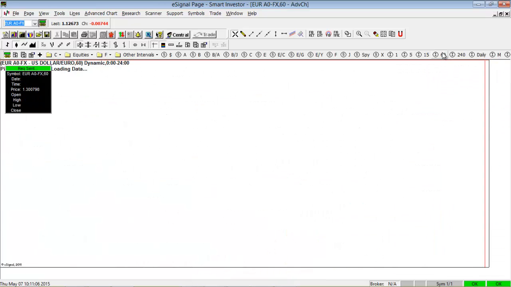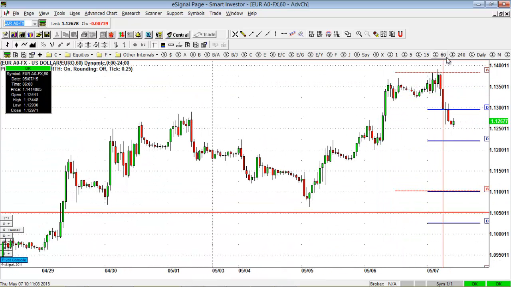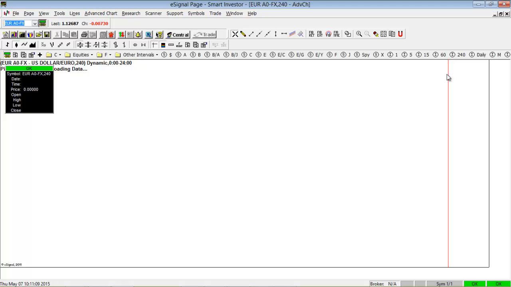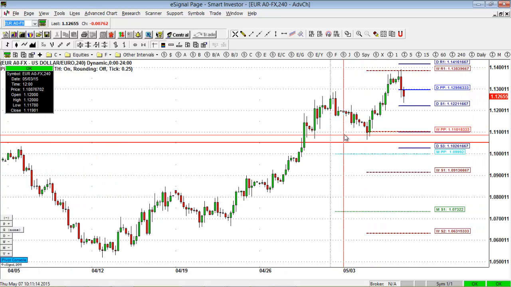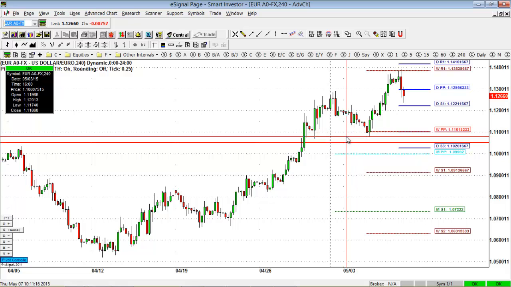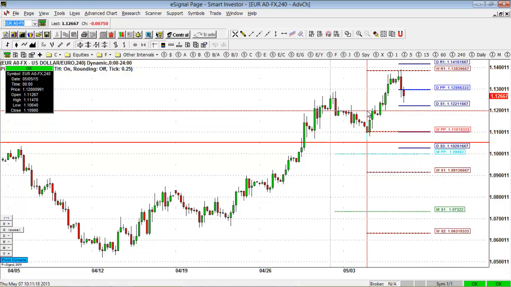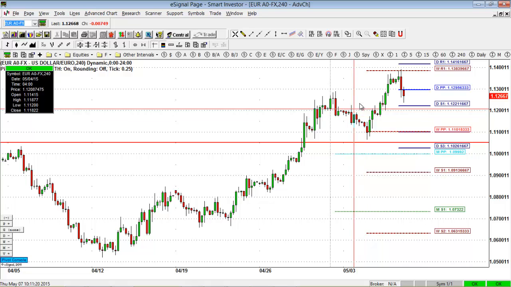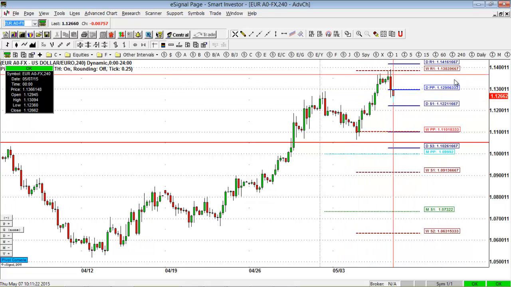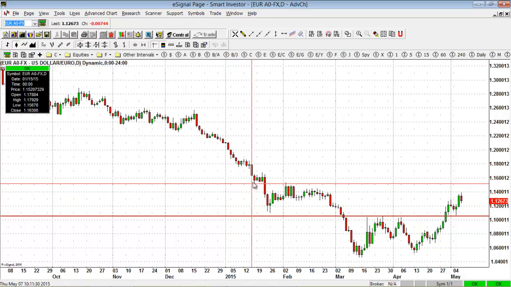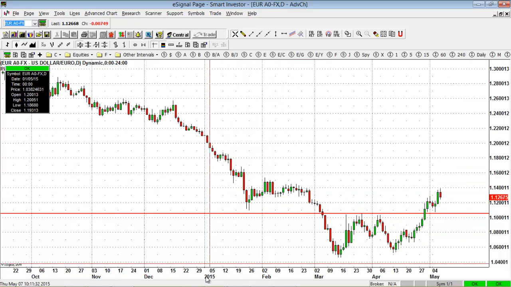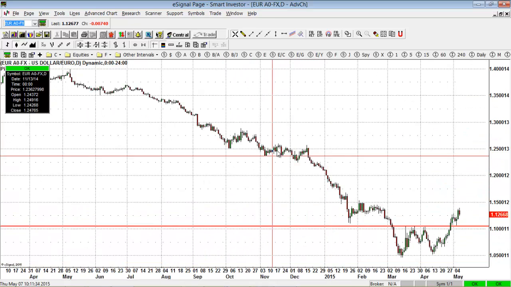Support in the euro currently, we should look for some support in the 111 region, and longer term support is at 110.64. Resistance currently is at 114. These previous highs, which come out to 115.38, are the resistance areas in the euro.